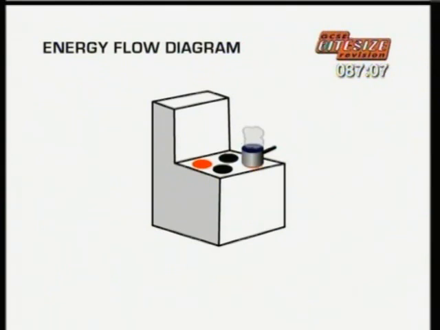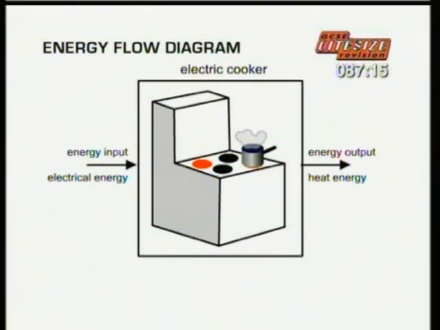A good way of showing how energy changes is with an energy flow diagram. If you put the energy converting process, like an electric cooker, in a box, you can show the energy input coming in from one side and the energy output going out on the other side. In the case of the electric cooker, the energy input is electricity and the energy output is heat and some light.